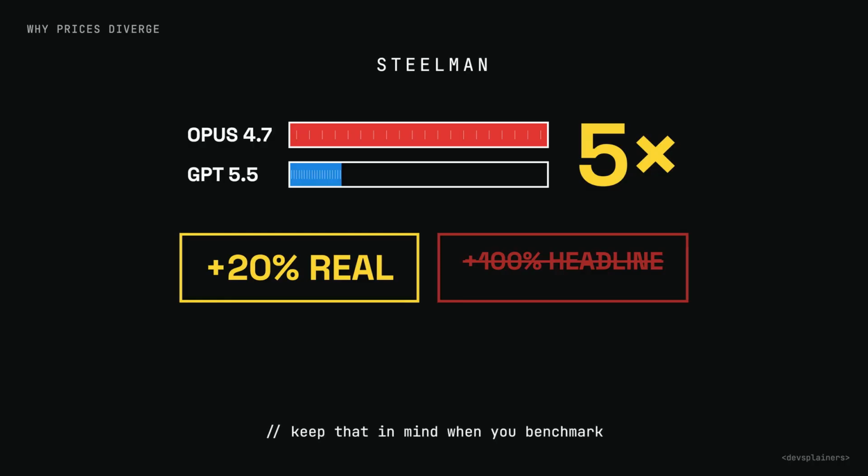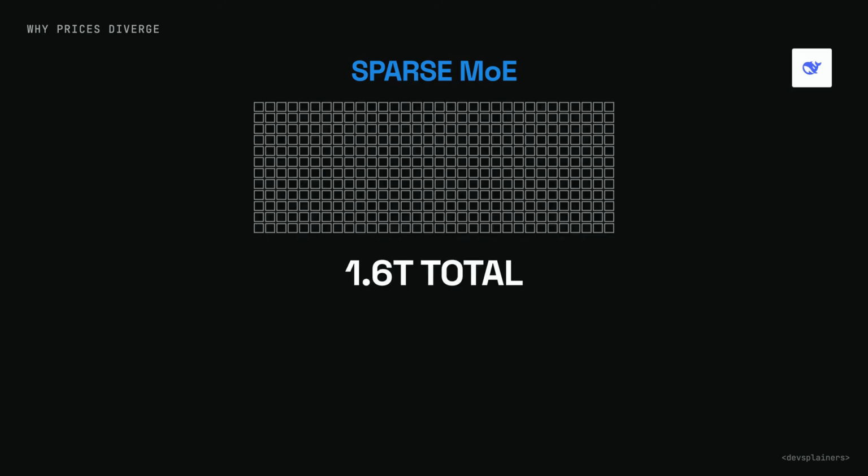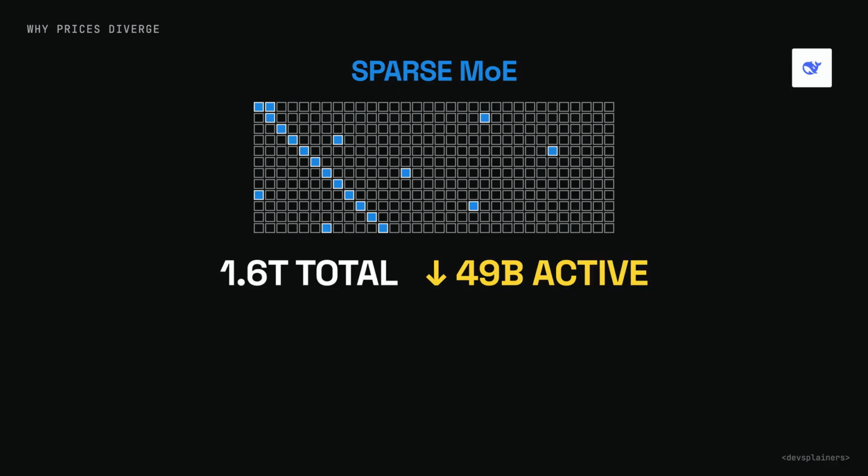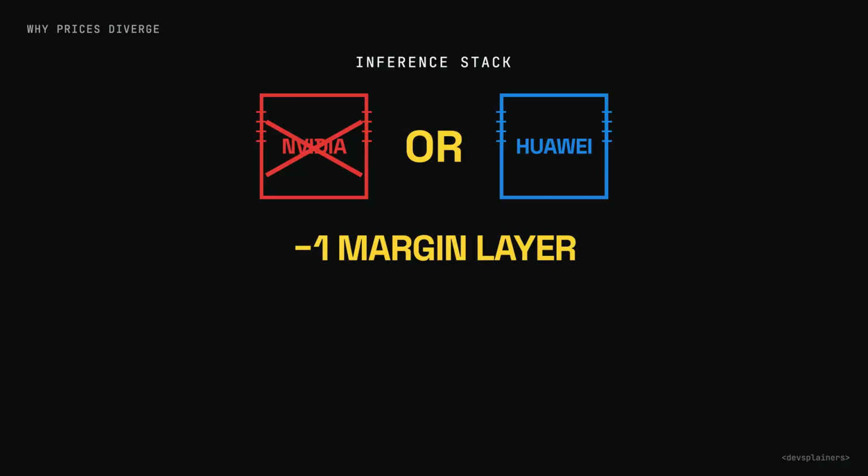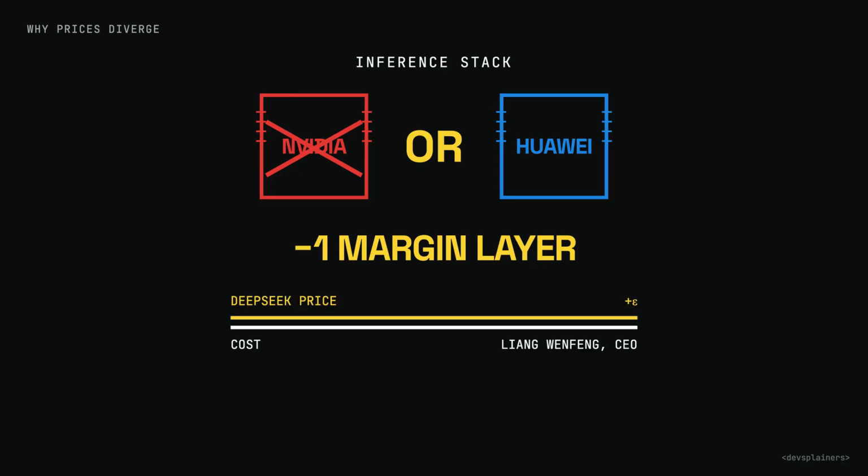Keep that in mind when you benchmark. DeepSeek is the other direction. V4 is a sparse mixture of experts. Pro has 1.6 trillion total parameters, but only 49 billion are active at any moment. That makes it cheap to run. They're reportedly using Huawei chips, not NVIDIA, which cuts another margin layer. Their CEO says they priced just above cost.